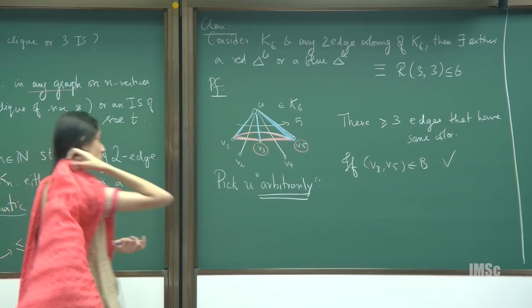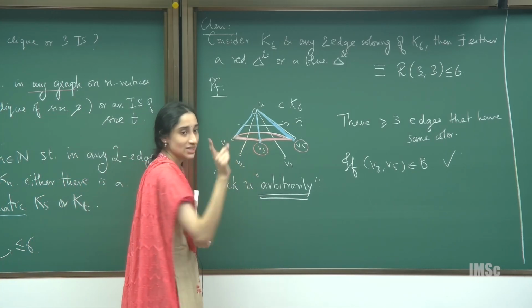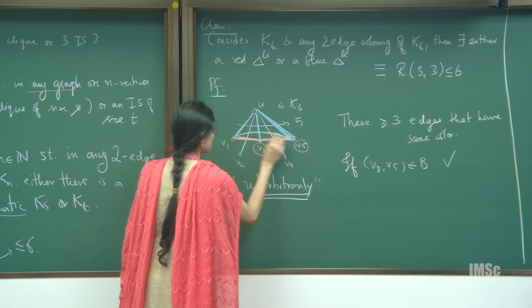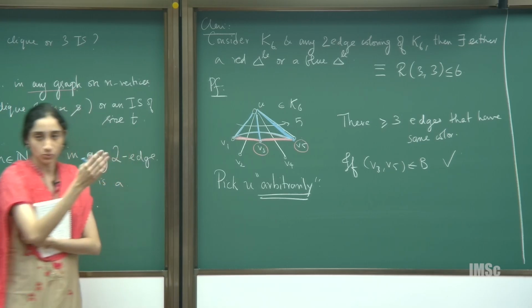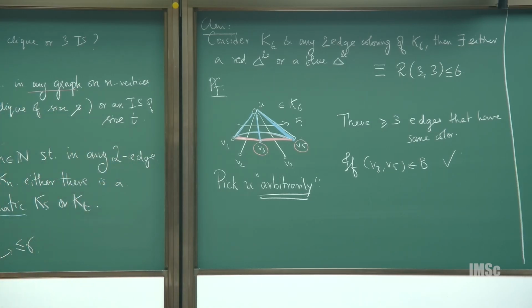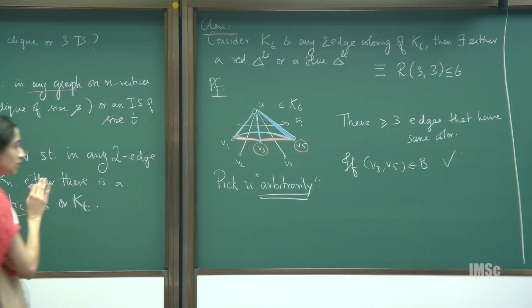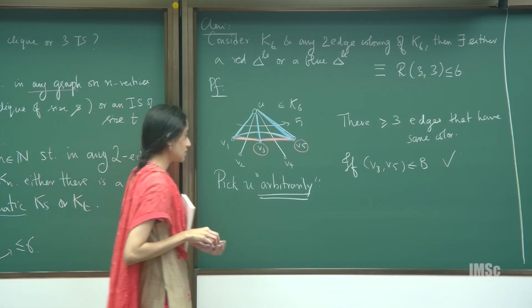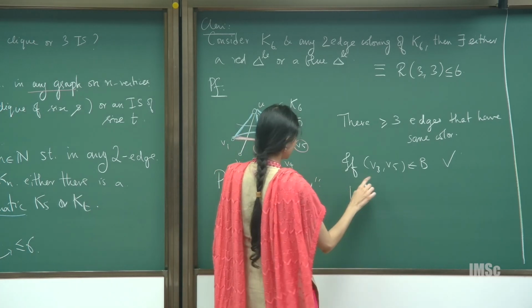If that is not the case, what can you say? Amongst these 3, at least one of them is blue, right? So we should pick this one, whichever one. That will give you a blue triangle. So there is either a red triangle or a blue triangle by using the pigeonhole principle. So I am not completing the argument, I think.